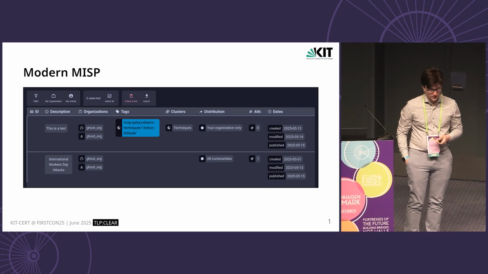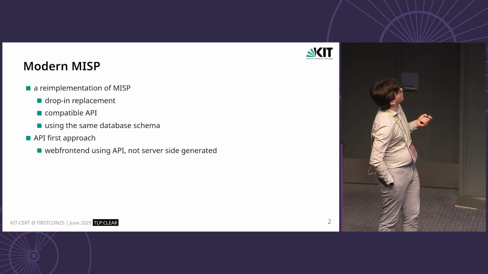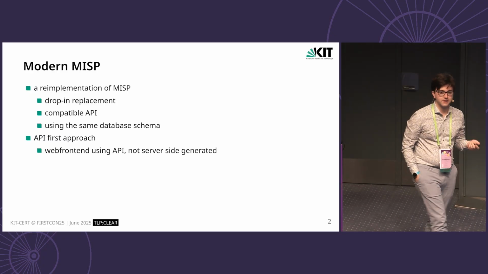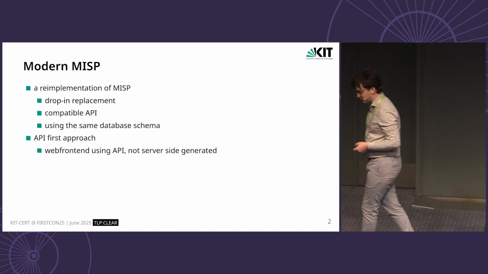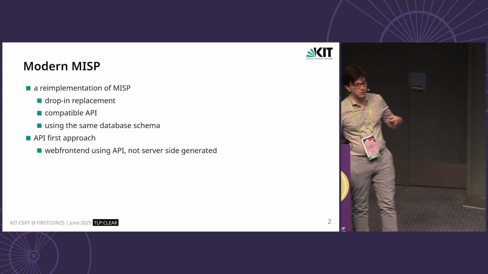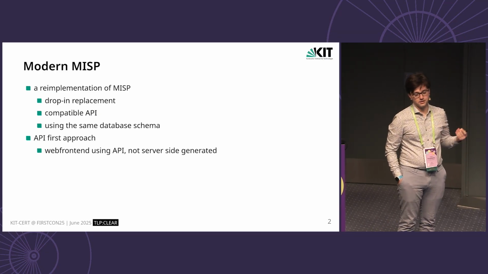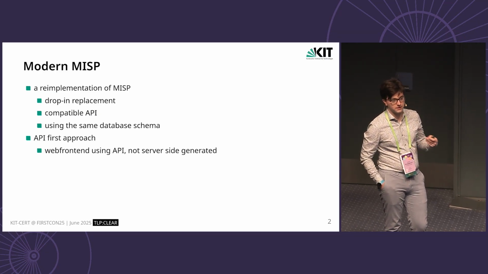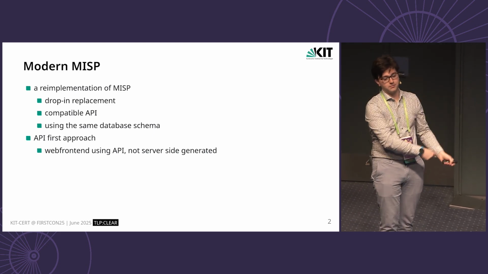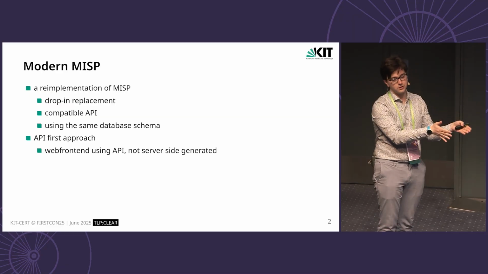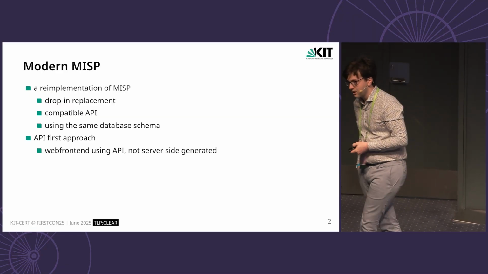Thank you very much. I'm talking about Modern MISP. So, what is Modern MISP? Basically, it's a re-implementation of MISP, or it's thought to be a re-implementation with a drop-in replacement. So we are keeping the same API, and we are also having the same database schema. So you can take your MISP, throw it away, and then you use Modern MISP, and you're good to go. So that's the basic idea.